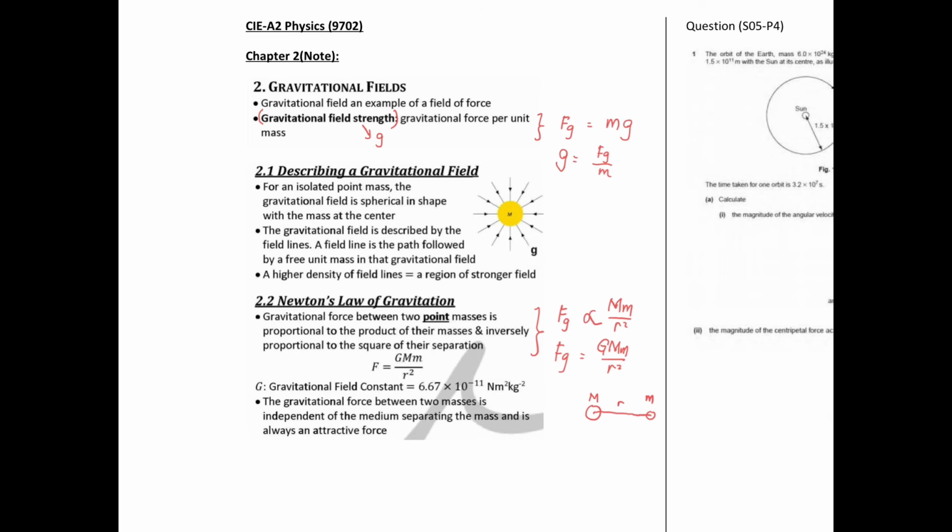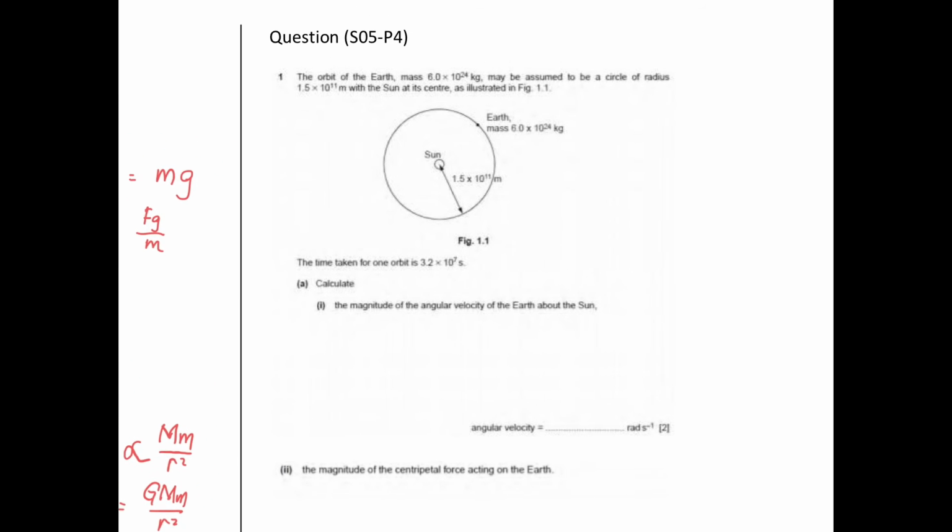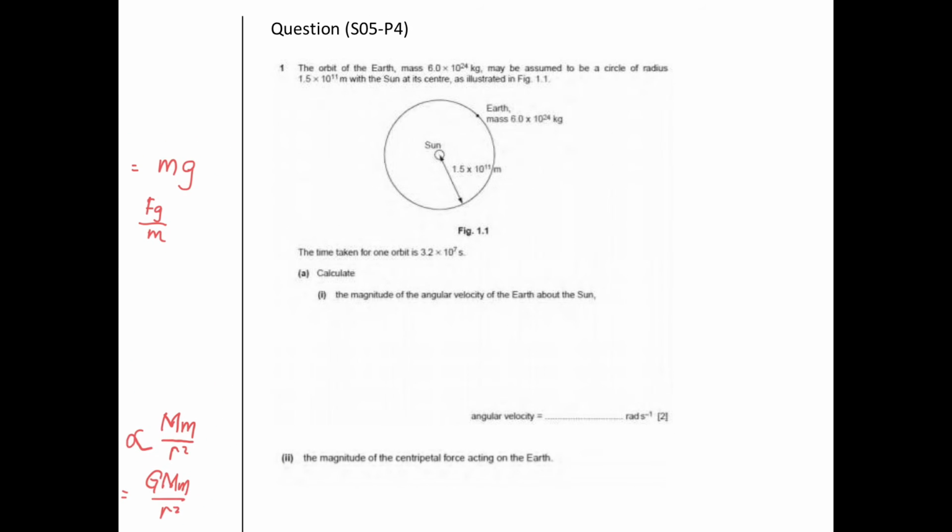Now let's move on. Let's see how we apply this gravitational force in the question. On the next page, we have this. So these are the questions, let's go through first. The orbit of the Earth, mass 6.0 times 10 to the power of 24, may be assumed to be a circle of radius 1.5 times 10 to the power of 11 meter with the sun at its center as illustrated in figure 1.1.